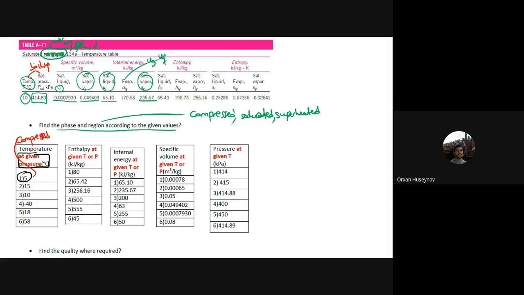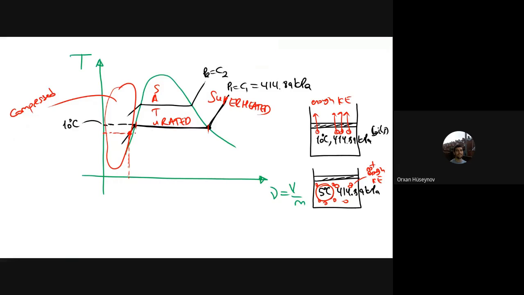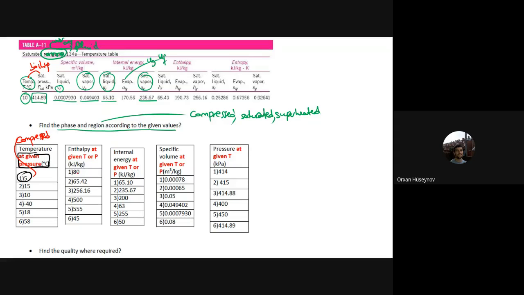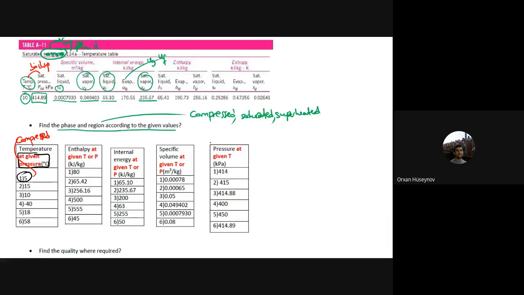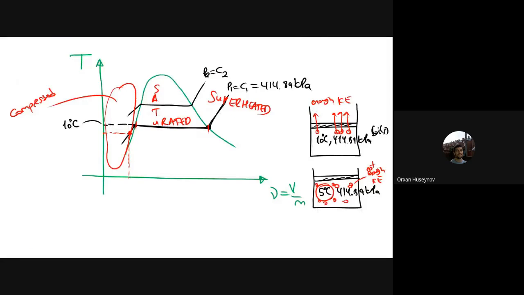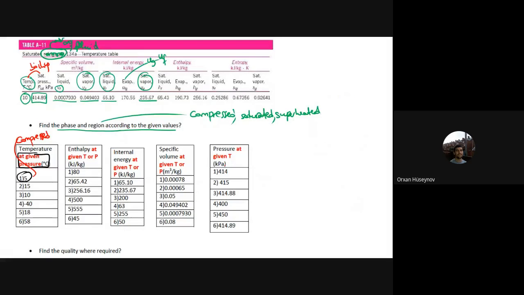And then you have the saturated liquid, saturated vapor, saturated liquid internal energy, as well as saturated vapor internal energy, and the difference in between. So I will start from the first one. I'm not going to talk about this part, because in case you forget what we were talking about, I will start from the first one.